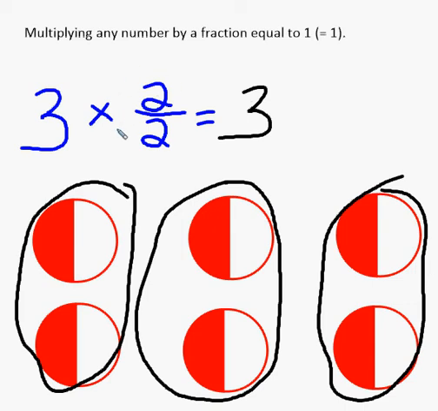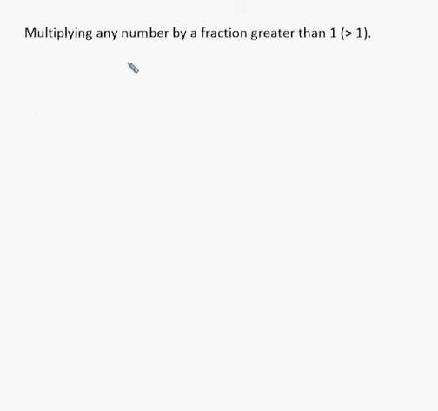This is also the identity property of multiplication. When we're multiplying any number multiplied by 1, that original number will keep its own identity. So we're multiplying any number times a fraction equivalent to 1. The product is the same as the original number. And finally, I'm going to multiply any number by a fraction that is greater than 1.